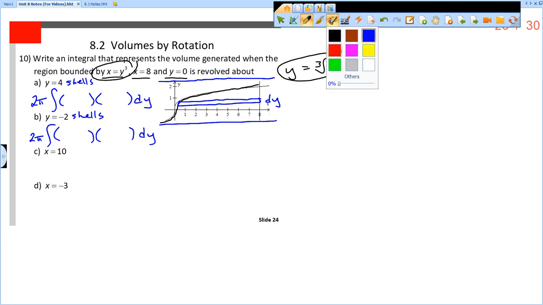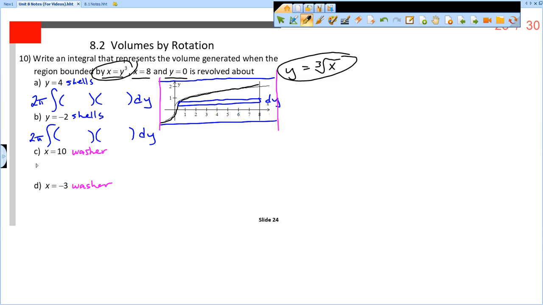So now I'm going to change the color here so we can see it. All right, x equals 10 is a vertical line over here, right? The vertical line is perpendicular to the dy. So I'm going to use the washer method. Now remember, the washer method and not the disk method because there is a gap between the region and the axis of rotation. All right, x equals -3, that would be a vertical line over here. Once again, dy is perpendicular to that vertical line, so we're going to use the washer method.